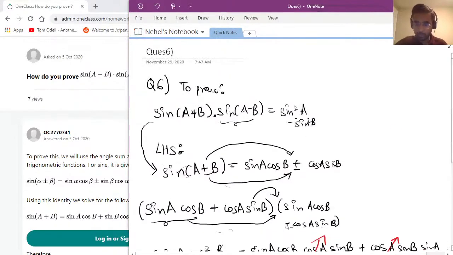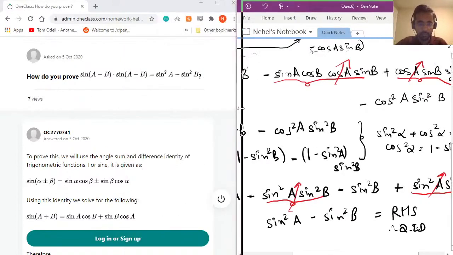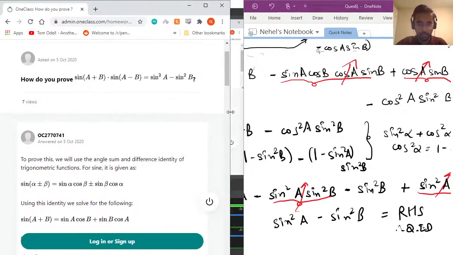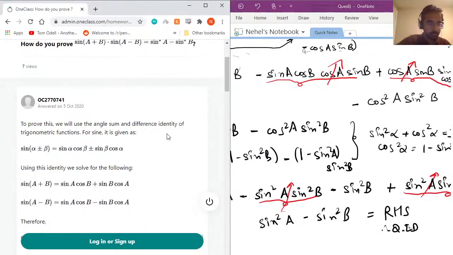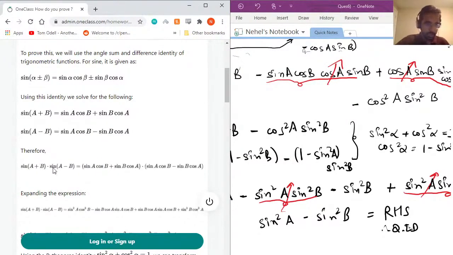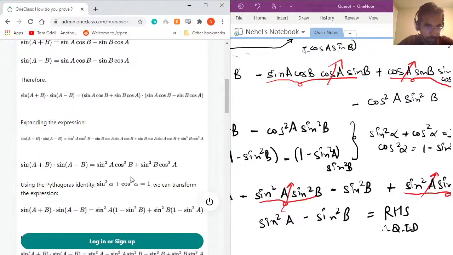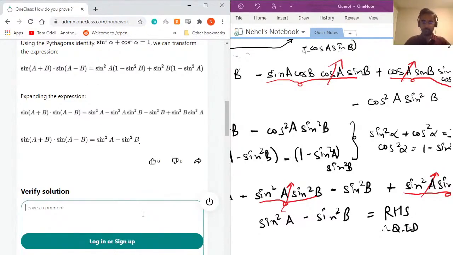So we were required to prove that this is equal to the right hand side, and we just did. So let's see what this solution says. To prove, we will use the angle sum and difference identity. Perfect. Based on that, we expand this, then we multiply all the terms. We're left with this. When they cancel out, we substitute for cos square. It's correct, and then we cancel out. Perfect.